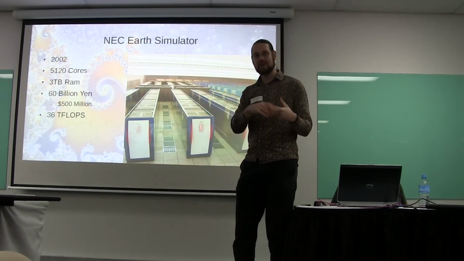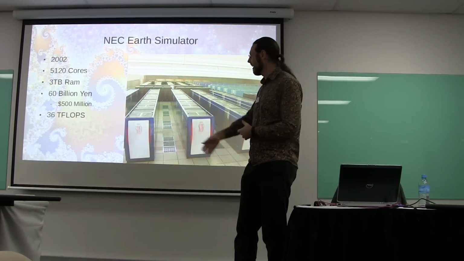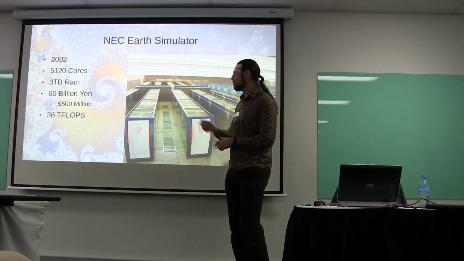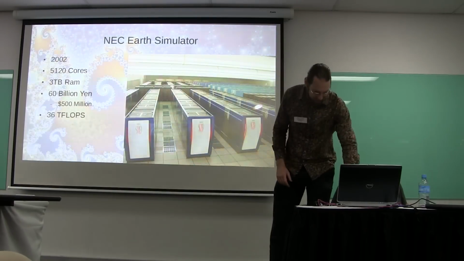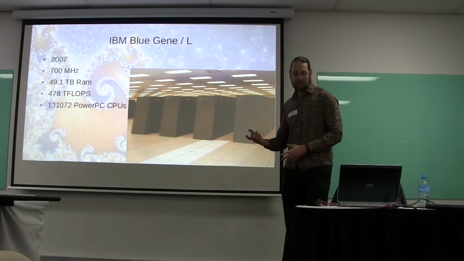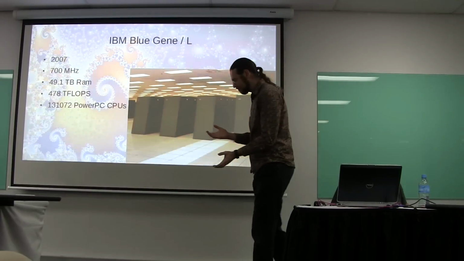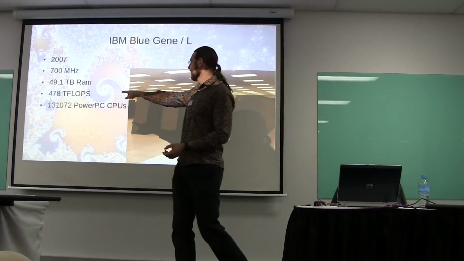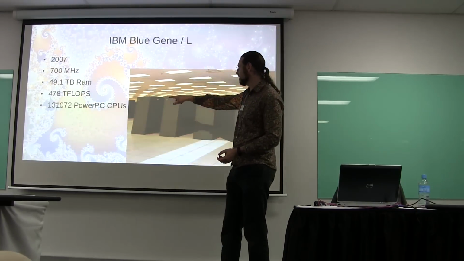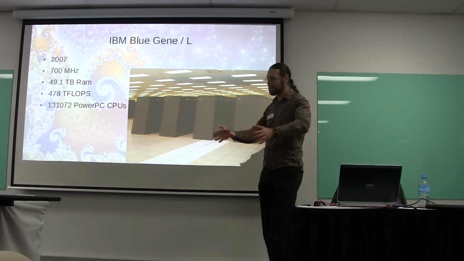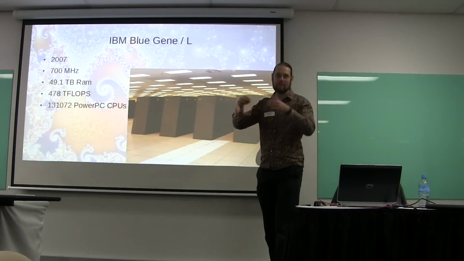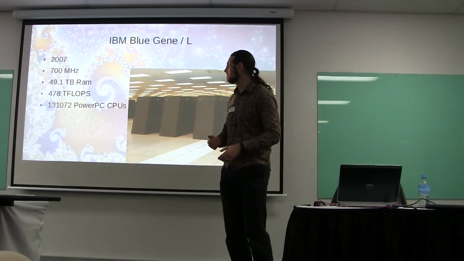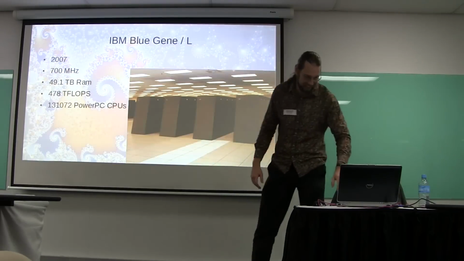The Cray supercomputers, you can actually go and buy one if you wanted to. This is one of a kind: 36 teraflops, 3 terabytes of RAM, 5,000 cores. You can read the numbers. They sound big, but again, this is where we actually start to get into what would probably still be considered fast. 131,000 PowerPC CPUs. These things are basically racks of motherboards with a bunch of CPUs on them. Almost 50 terabytes of RAM, 700 megahertz, which is not particularly exciting.